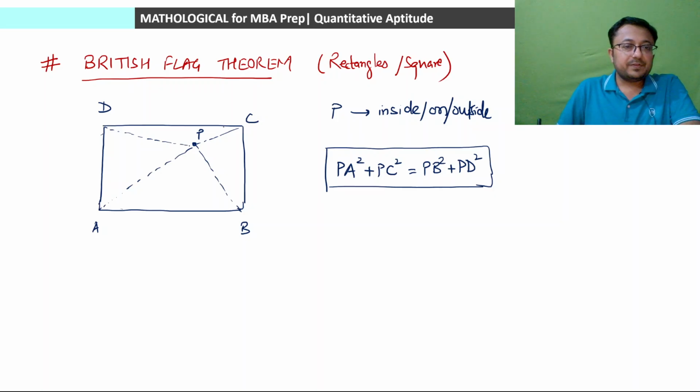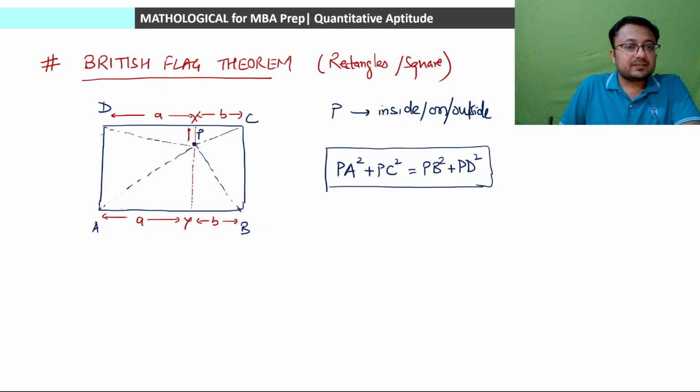Okay, and the proof is again very simple. If we draw a perpendicular from point P on lines AB and CD, let's say this length is A and this length is B. Since this is a rectangle, let us say this point is X, this point is Y. So DX will be equal to AY. So this will also be small a, this will also be small b.